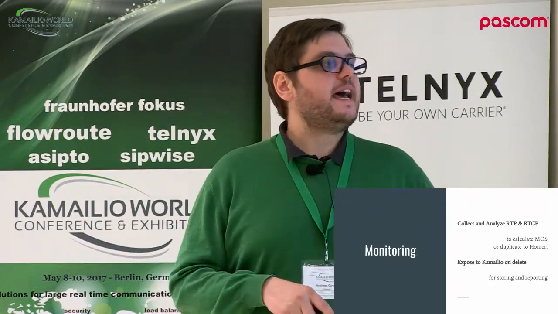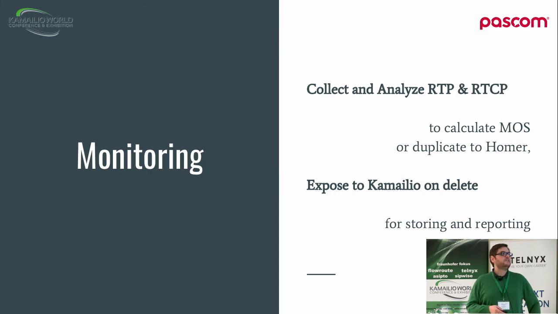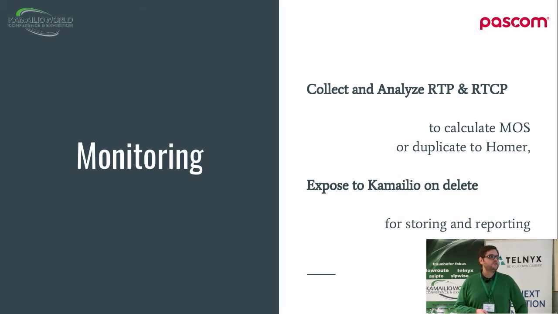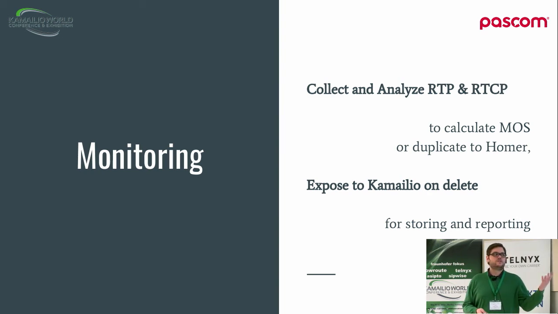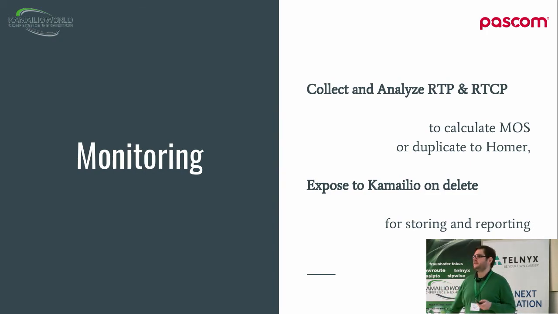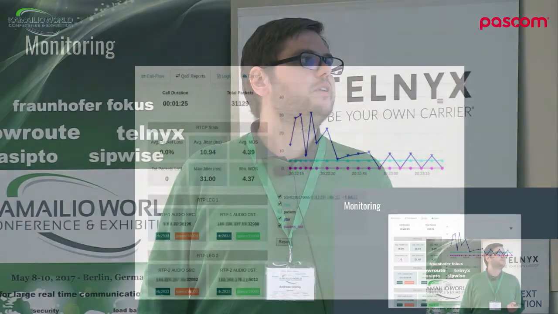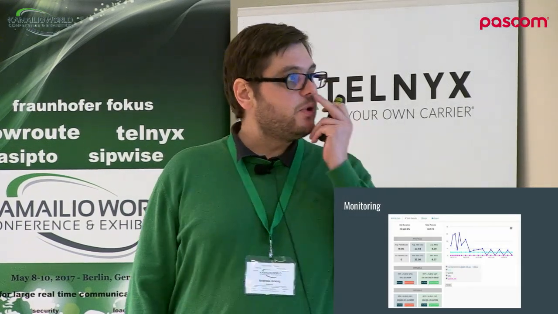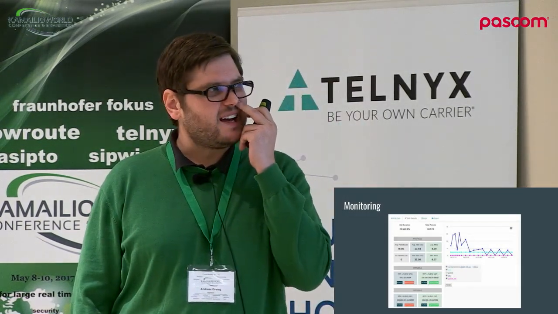And the other thing is that this information is then exposed to Kamailio, either on delete, or you can specifically query for it in a re-invite, for instance, and you can store it, right? So for instance, you could store it as part of your call detail record, where you say, okay, this was your call detail record from A to B, and the quality was this, right? And based on that, you can do your analytics and do your network planning or whatever you need to do on that.